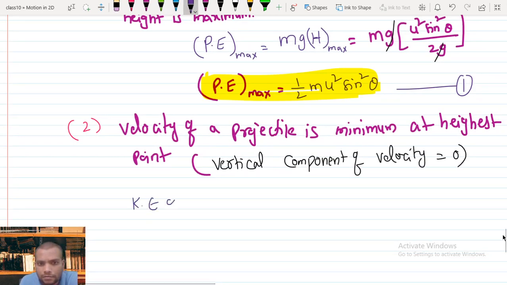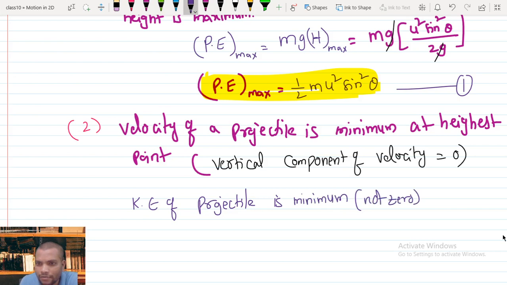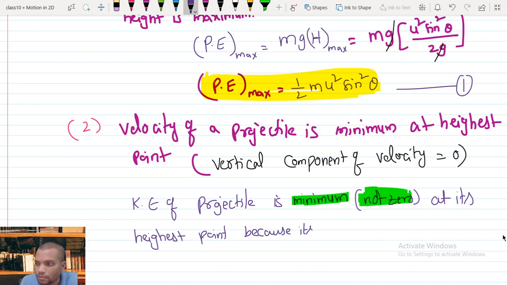Kinetic energy of projectile is minimum. It's minimum, it's not 0. Velocity is not 0 anywhere during the total projectile motion. It's just minimum, but it's not 0 at its highest point, because it's the minimum velocity.